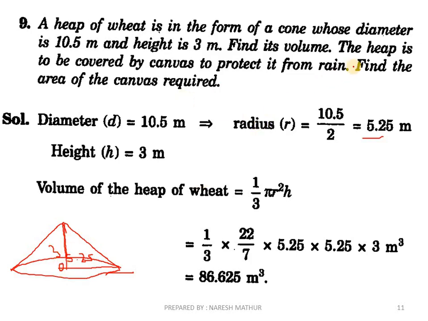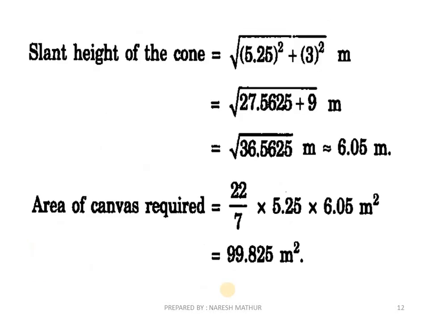Now we need to find its volume first, and we need to cover this heap with a canvas to protect it from rain. So it means we need to cover this much area. It means we are dealing with the CSA of a cone. Now let's start. We have radius, we have height. First we can find the capacity or volume. Volume can be found as 1/3 pi r square h by simply applying the values. So we have the volume of the heap of wheat.